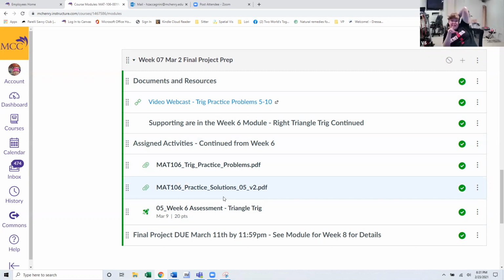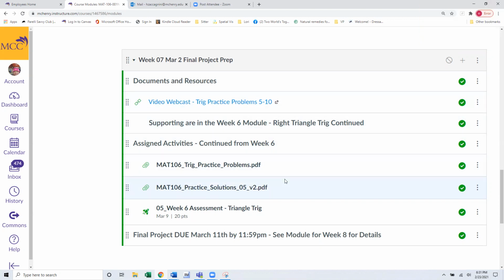Does it matter which trig link we do? No, if you click on either one of those, it goes to the exact same place. It's just a repeated link.